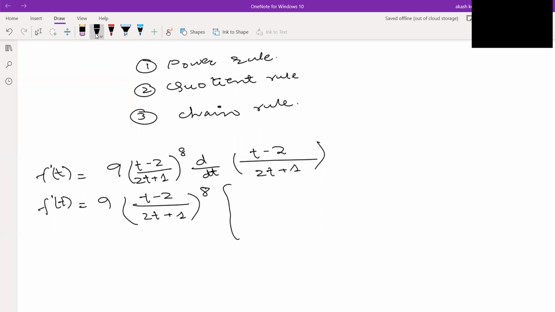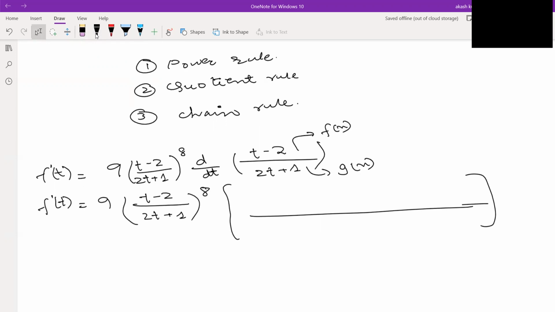Applying the quotient rule, this is our f of x. The bottom is g of x. So keeping the g of x as it is and taking the derivative of f of x, the derivative of t minus 2 will be 1. Minus sign of the formula, keeping the t minus 2 as it is, and the derivative of g of x will be, I think x only. I mean t.